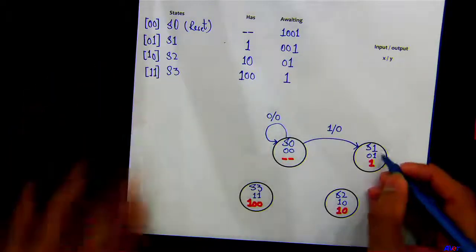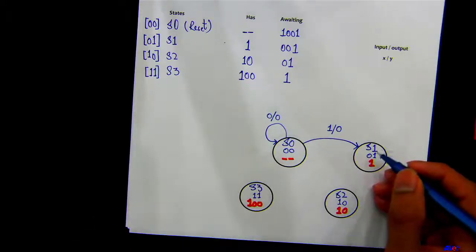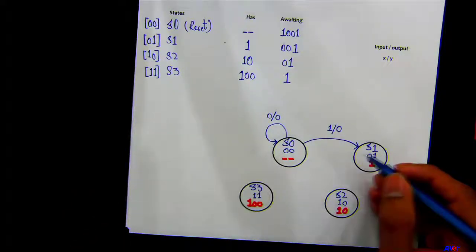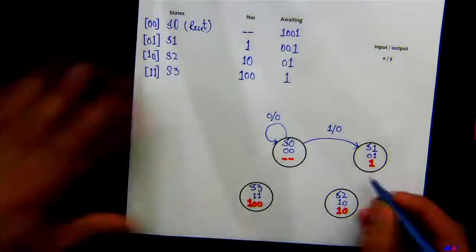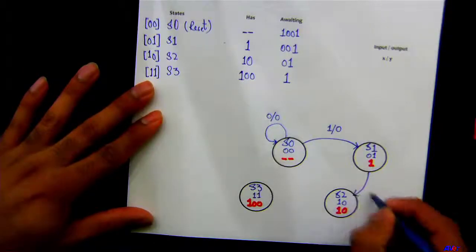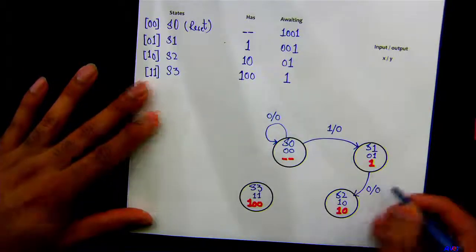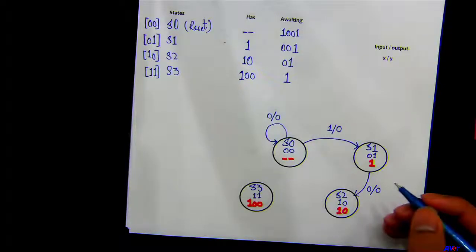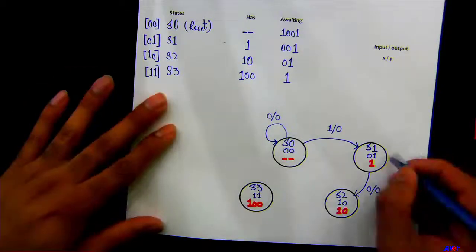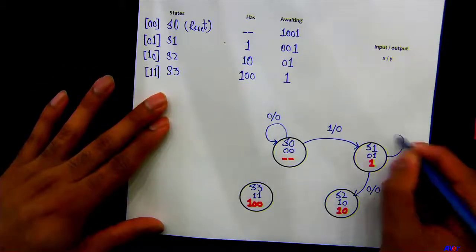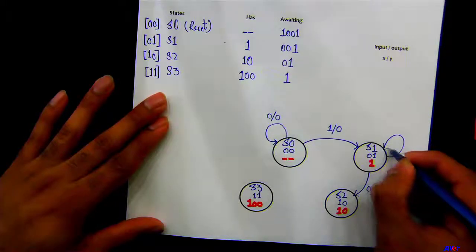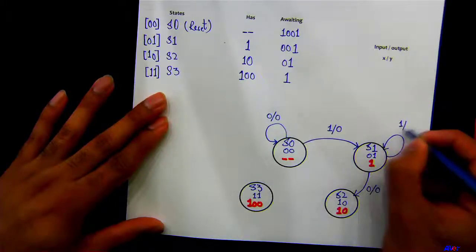Now the present state is S1. 1 has been detected. 0 comes in. What would be the next state? S2. So input is 0, output is 0. If 1 is detected, what happens then? It stays there, correct? Because we're looking for the sequence 1, 0, 0, 1. So 1 comes in, it stays here, output is 0.